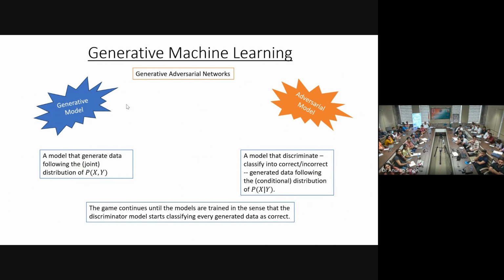It is actually a setup of two models. These models could be neural networks, or they could not be neural networks. That's totally fine. One of them will be called the generative model. The other one will be called the adversarial model. The generative model is one that generates data following the joint probability distribution. If you have labeled data, then it will follow the joint probability distribution P of x and y together. Otherwise, if it is unlabeled data, it will have a probability of only x. So following some distribution, you can generate data.